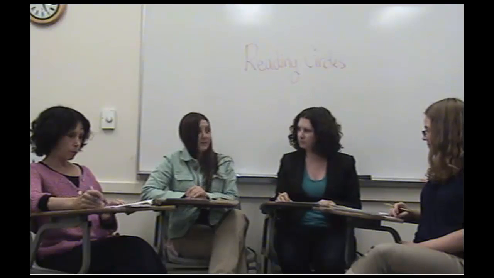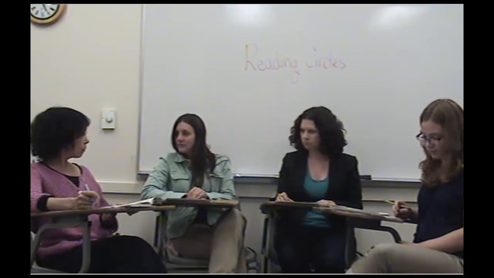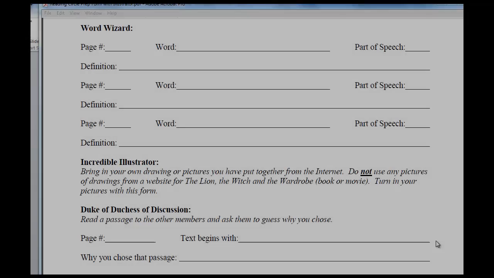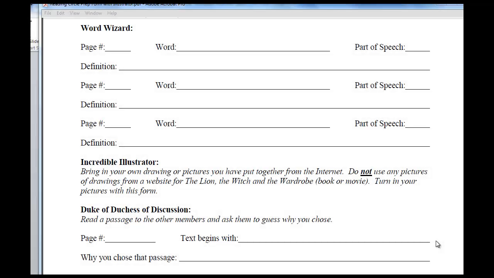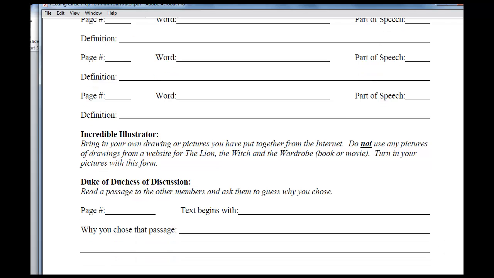Okay. Any questions about that one, or can we move on to number 2? All right, number 2. Did you notice how all of the students were writing down the page number, the word, the part of speech, and the definition? They were doing a good job in their reading circle. The next job is the incredible illustrator. One member of your team will draw some kind of picture related to the assigned chapter. It can be a sketch, cartoon, diagram, or a stick figure. You don't have to be a good artist.